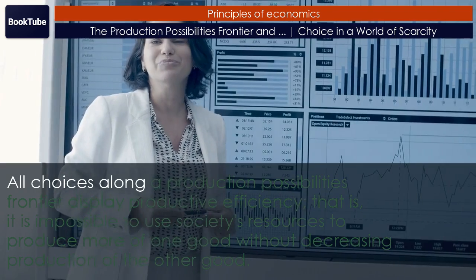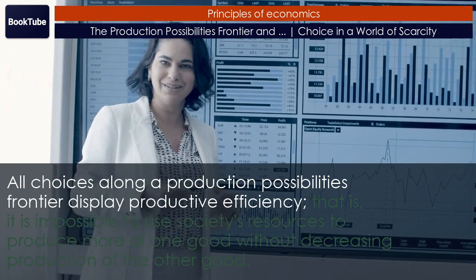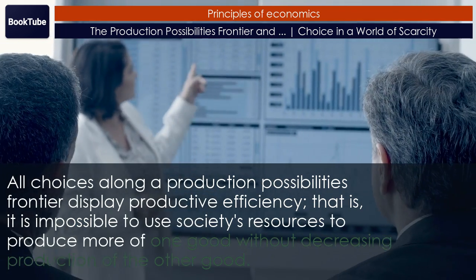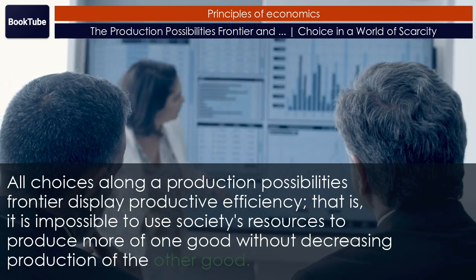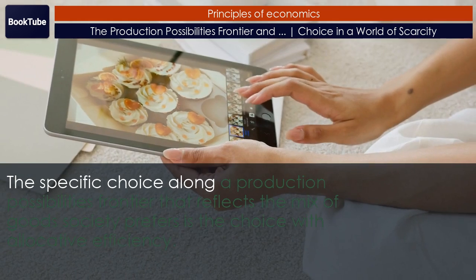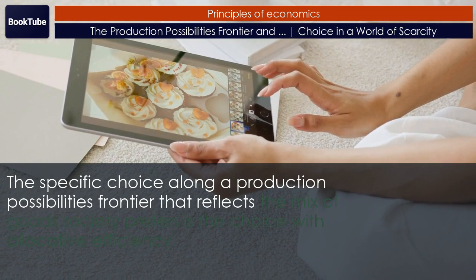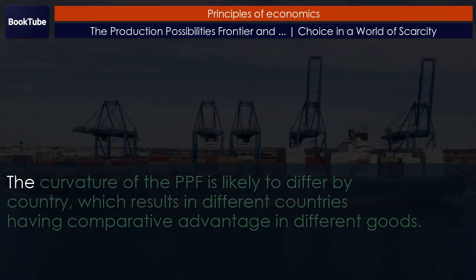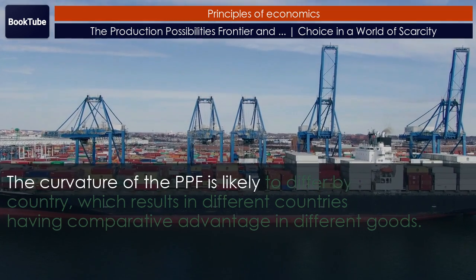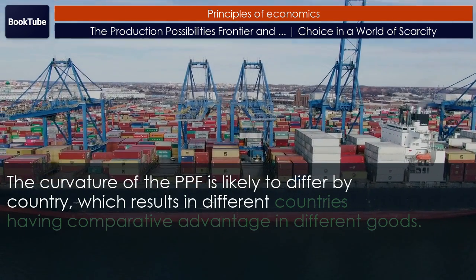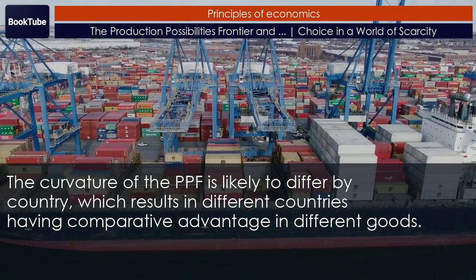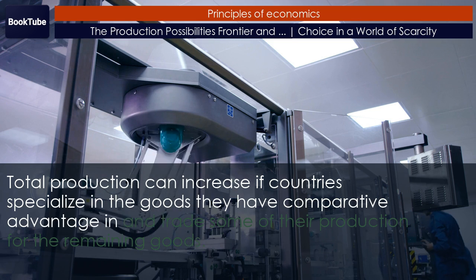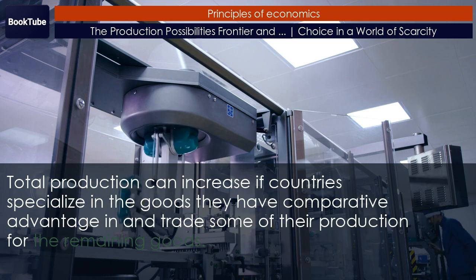All choices along a production possibilities frontier display productive efficiency. That is, it is impossible to use society's resources to produce more of one good without decreasing production of the other good. The specific choice along a production possibilities frontier that reflects the mix of goods society prefers is the choice with allocative efficiency. The curvature of the PPF is likely to differ by country, which results in different countries having comparative advantage in different goods. Total production can increase if countries specialize in the goods they have comparative advantage in and trade some of their production for the remaining goods.